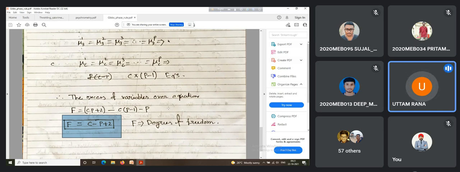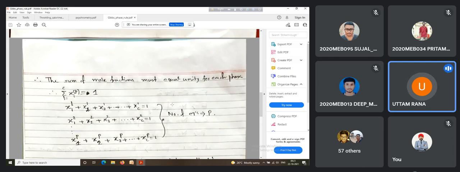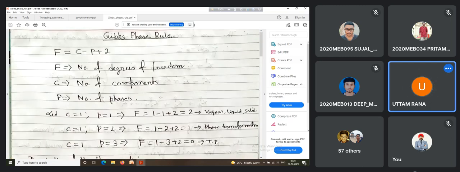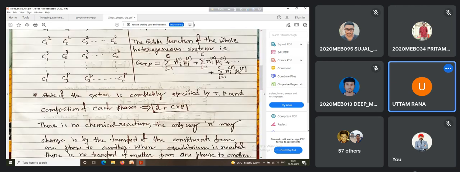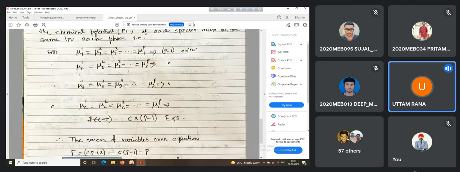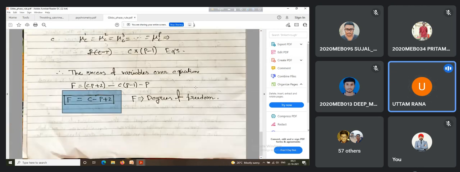Okay. So what could be in the F? It may be temperature, pressure, and the composition of the different species. Okay. Now just go back to your earlier case. So this is the Gibbs phase rule for non-reactive systems. That is what we have derived. Have you understood this? Yes or no?